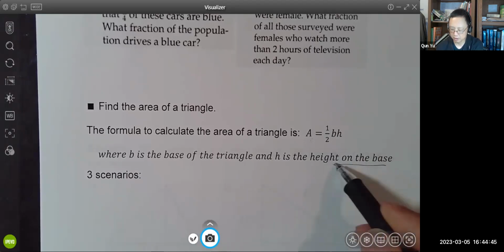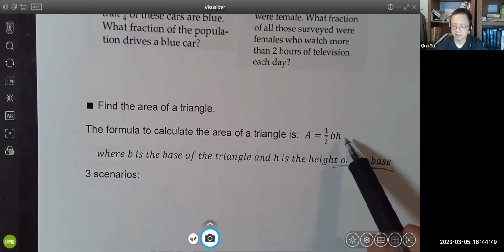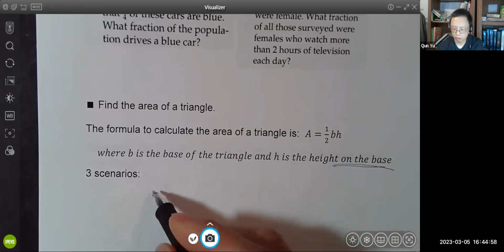I cannot overemphasize this because students make a common mistake. As long as they have b and h given, they just plug in the numbers and do the calculation. Now, this is the requirement. We have 3 scenarios.